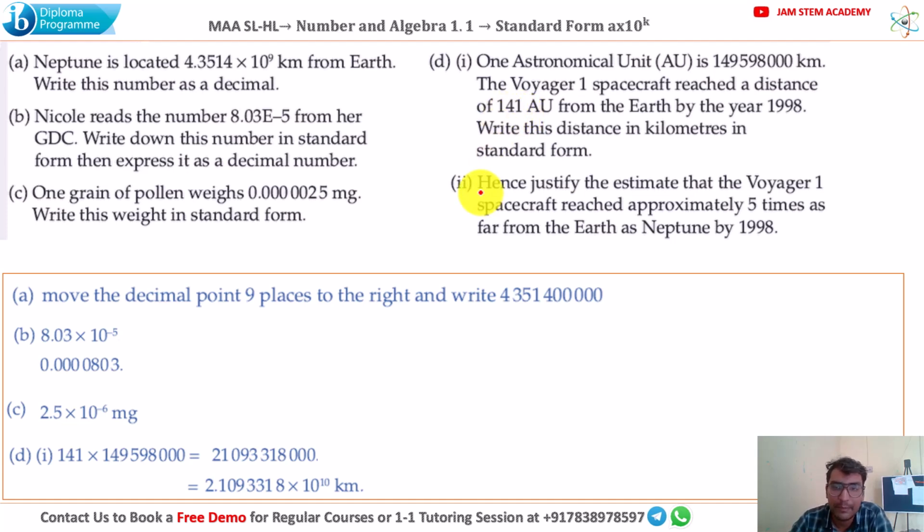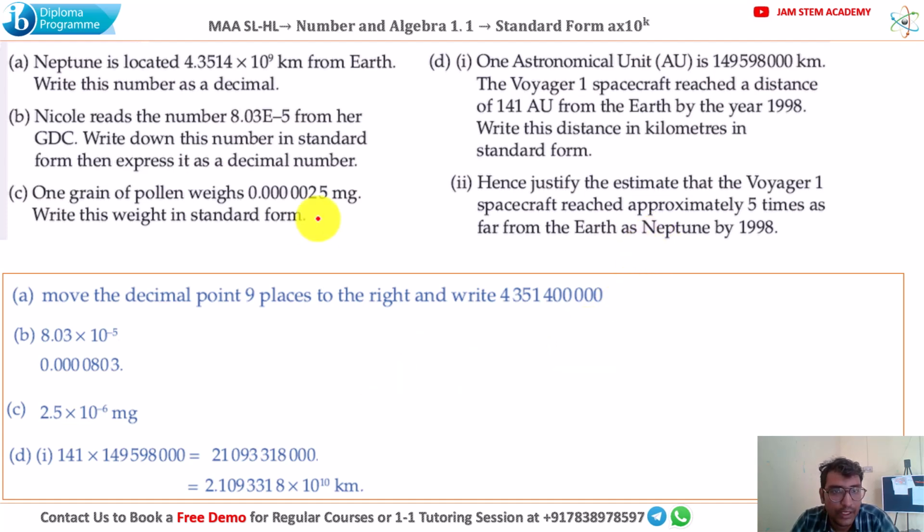Now, part B says justify the estimate that the Voyager 1 spacecraft reached approximately 5 times as far from the Earth as Neptune is. Okay, so we need to find the ratio of these distances. If this is close to 5, then that's our answer, right? So for that, what can I do? I will take these two distances.